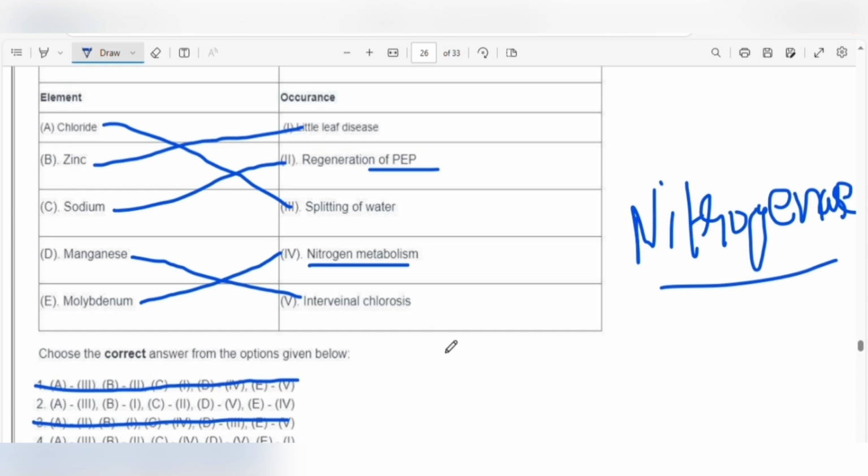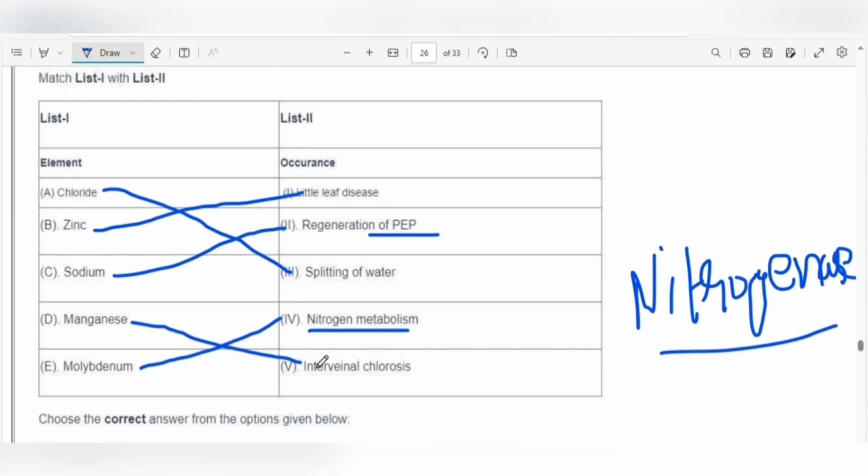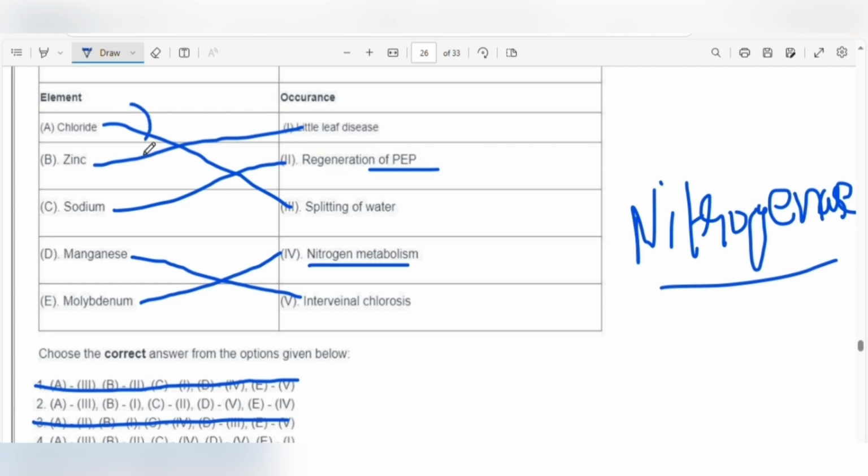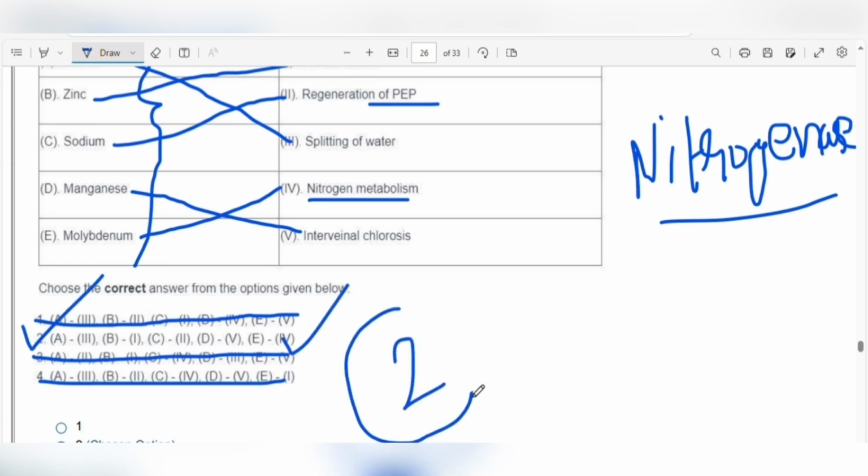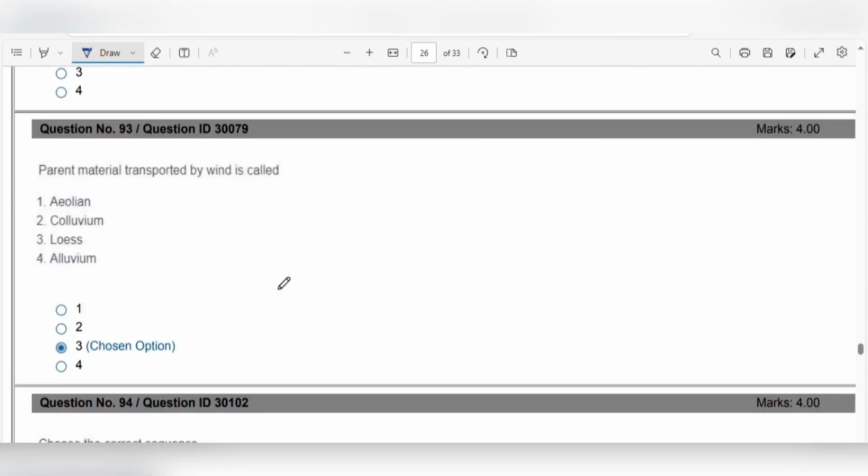So not a tough one, but you have to be very thorough about the function of all these nutrient elements and you should definitely study it. You should definitely read it more than once and you should be very thorough about all the functions of all these elements. So here the correct answer will be option 2. All right. Let's move on to the next question.